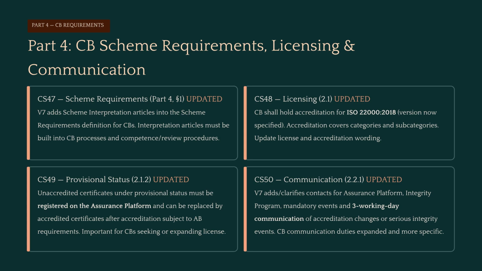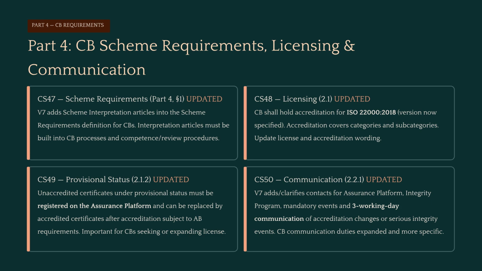The next change is about provisional status. Under provisional status, a CB may be allowed to issue unaccredited certificates while it is working towards accreditation. Version 7 makes this more traceable. Unaccredited certificates issued under provisional status have to be registered in the assurance platform. After accreditation is obtained, these may be replaced with accredited certificates according to the applicable AB requirements. So the main V7 message is: provisional certification activity must be visible and controlled through the platform.